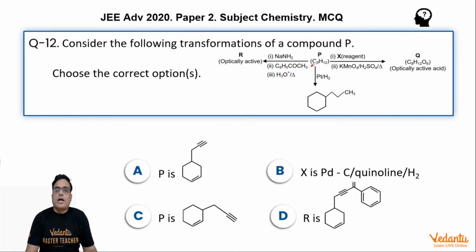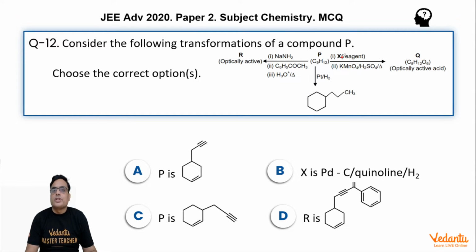So that means our P has this carbon skeleton only, right? And for P there are two options, option A and option C, which have the same skeleton after reduction with platinum and hydrogen. So we can consider one of these two options, A and C, as the starting compound P. We shall check it out. There is the reagent X.